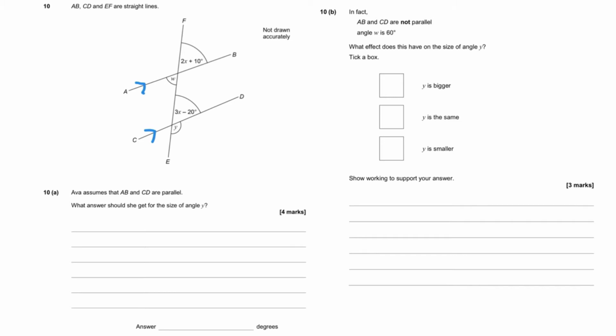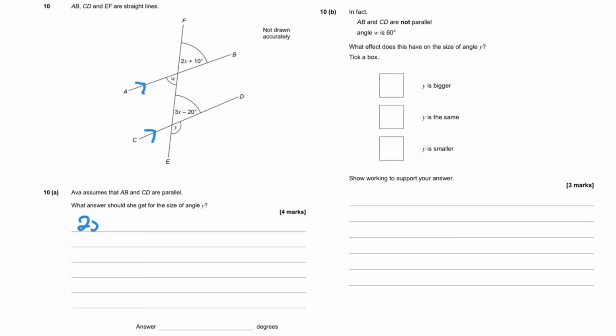So thinking back to our key points video and all the rules that there are with angles and parallel lines, there's some different angles that we can spot here. So we've got alternate angles with W and 3x minus 20 degrees. They must be equal because they're alternate angles. But then we've also got corresponding angles. We've got 2x plus 10 degrees and 3x minus 20 degrees. Those angles are at the same point above the two parallel lines, so they're corresponding. So this is something that we can use.